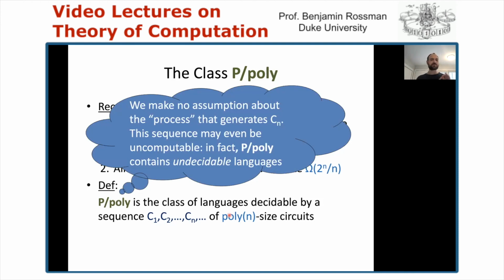To reiterate the point, here we make no assumption about the process that generates these circuits C_n. In fact, the sequence of circuits can even be uncomputable. Moreover, you can easily show that P/poly even contains undecidable languages. You can sort of hardwire an undecidable language into this sequence of circuits.